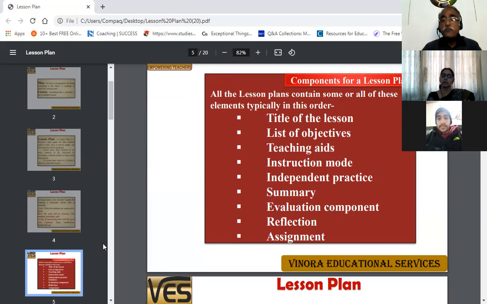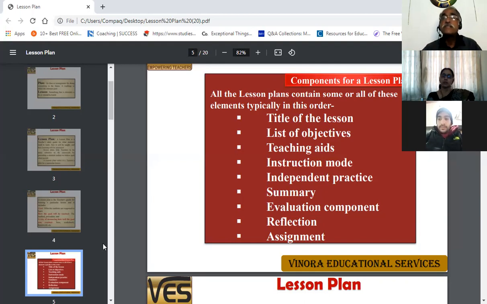And if you people are ready with pen and paper in your hands, you can note down. Otherwise, this session is being recorded and will certainly be sent to you. Title of the lesson, then list of the objectives. I'll be just giving you an example of each one of these components.